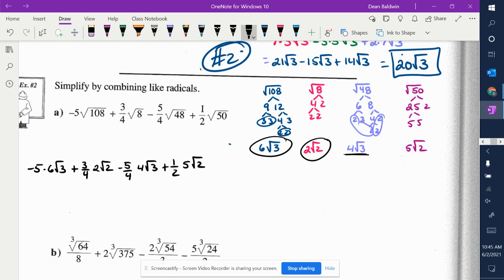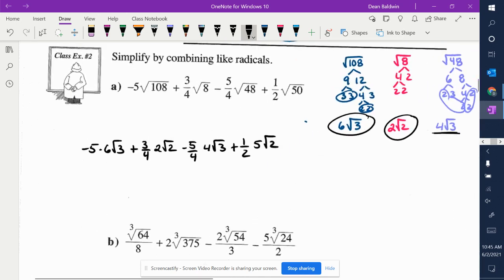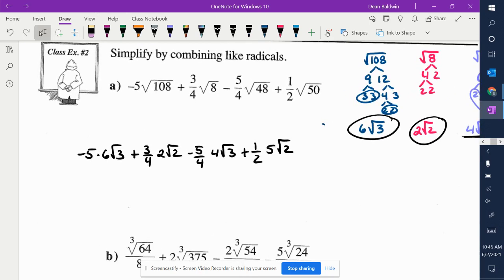Okay. All right, what should we do now? This is our question. What should I do? Combine them. Let's clean this up first, right? We got this 5 times 6, this 3/4 times 2, and so on. So let's clean this up. So what's negative 5 times 6? It's negative 30 root 3.